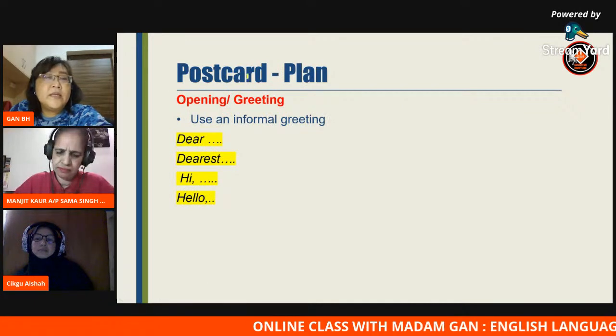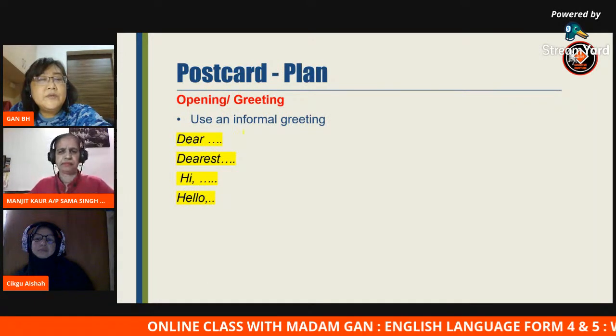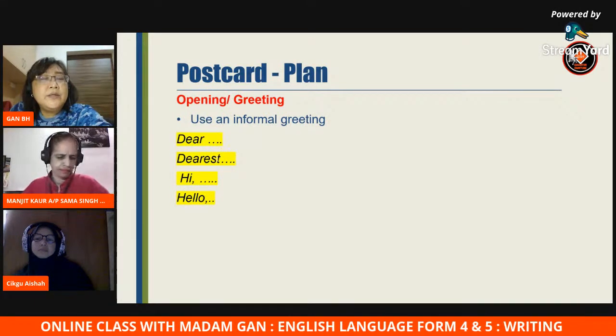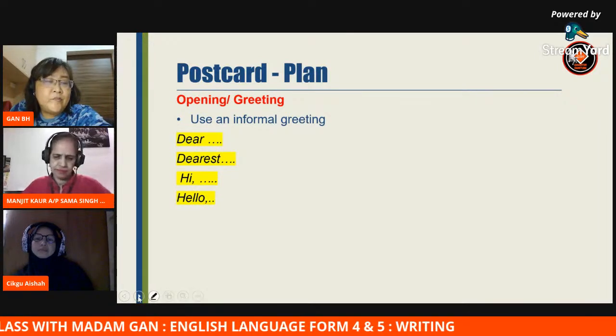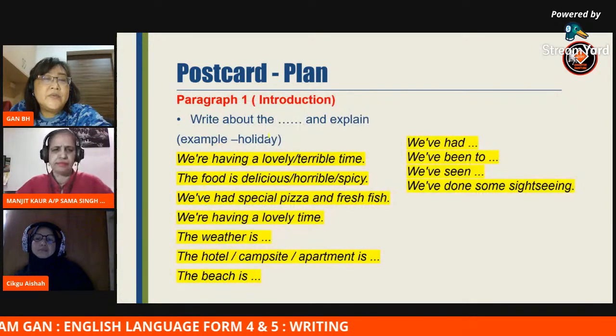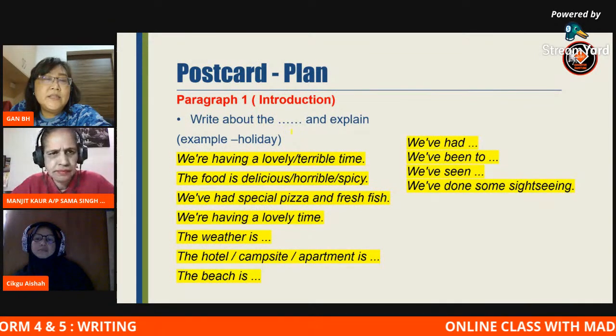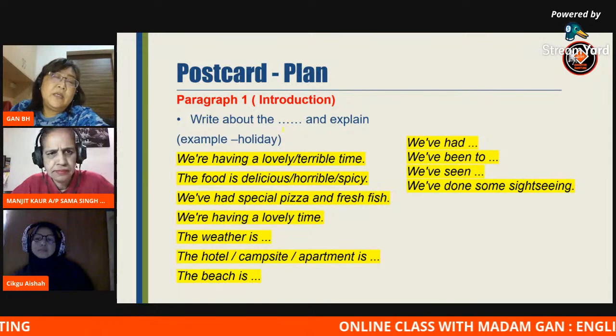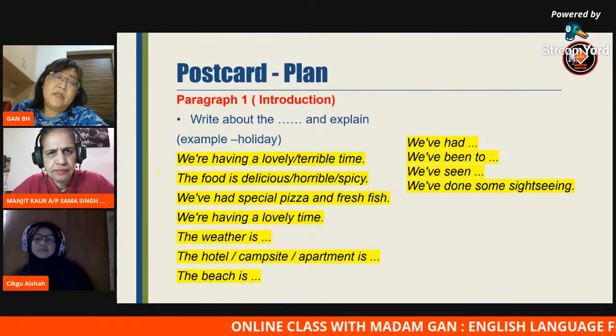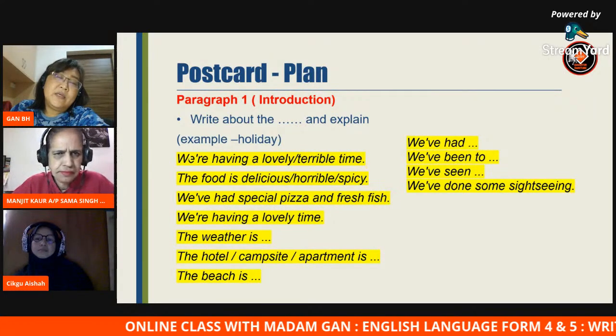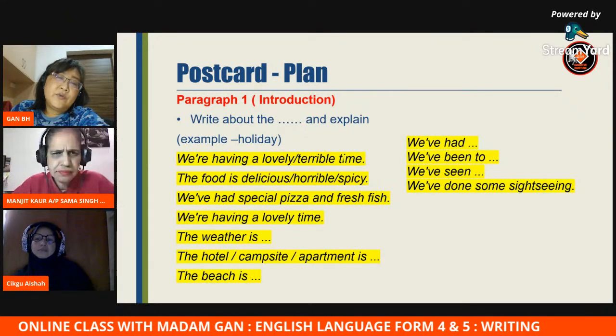So let's look at the opening or the greeting. Use informal greeting. Dear, dearest, hi, and hello. And then when you go to the next one, you have paragraph 1. You can write immediately about your holiday. Maybe you can explain, we are having a lovely time here. We are having a lovely time in Johor Bahru.